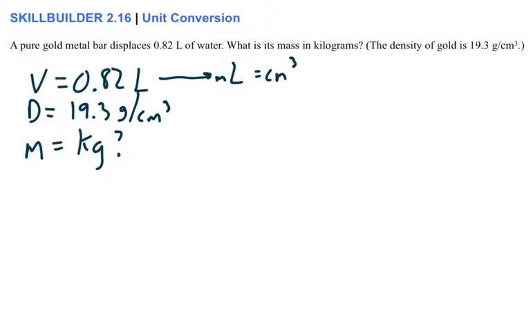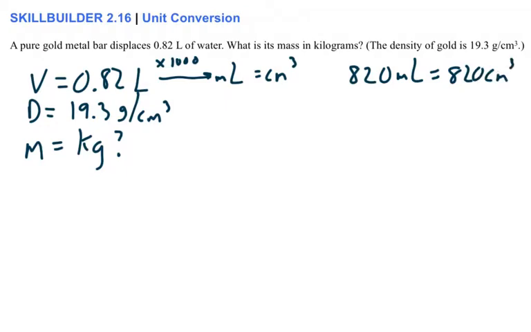So remember, to go from liters to milliliters, you basically multiply by 1,000. You're going to move the decimal point 3 spaces to the right. And when you do that, and I can go ahead and do that now, you're going to get 820 when you move it over 3 spaces. And it's now milliliters, which is the same thing as cubic centimeters.